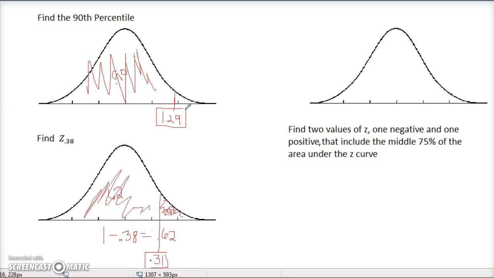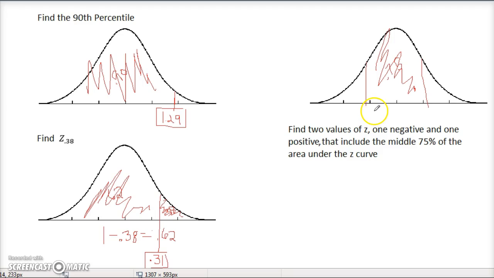And for the last example, it says find two values of z, one negative and one positive, that include the middle 75% of the area under the curve. So now we know that the middle is 75%. So let's draw our 75% in the middle. Okay, now we can shade in the middle. So now keeping in mind that this whole area under the curve is 100.